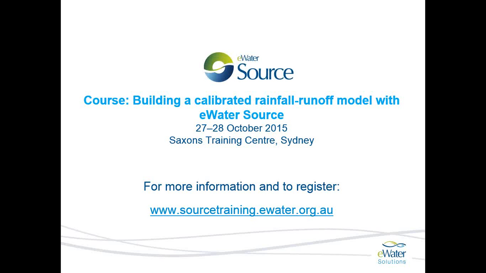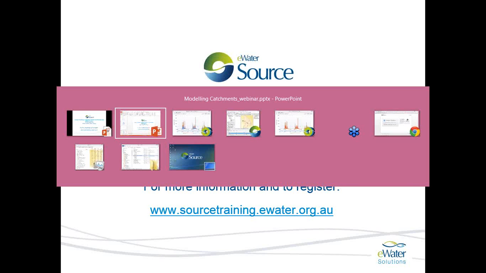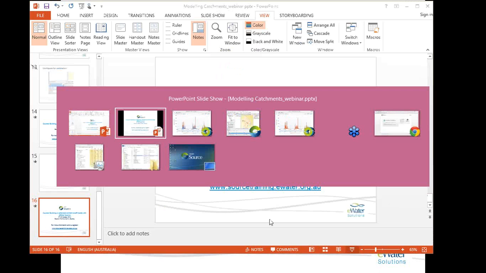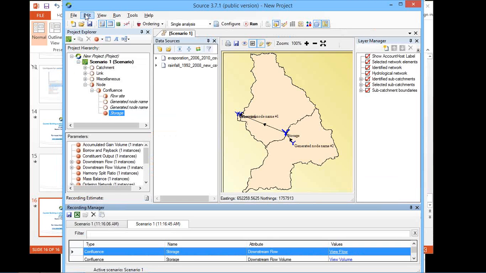Next question, can you show us where you go to optimize the parameters? Yes. The calibration wizard for Source can be accessed from the top menu bar, from the top toolbar of the software, and it is called Flow Calibration Analysis.